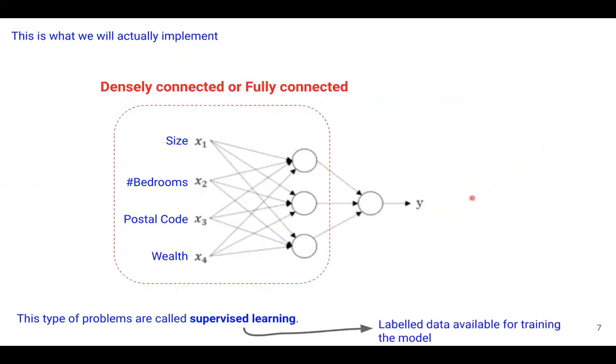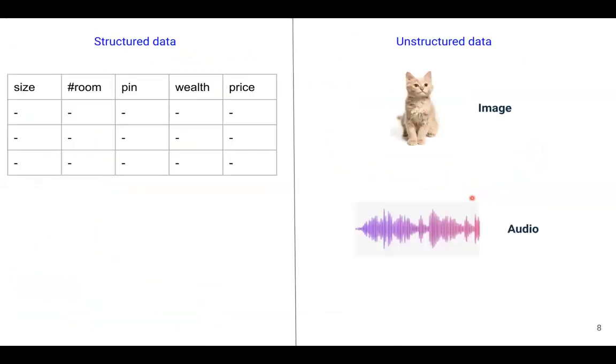All right. Now the kind of problem that we just discussed, housing price prediction, is also called a regression problem, because here the output is a continuous value of something, in this case price. But oftentimes we also do classification kinds of problems, and that is something we will discuss next.